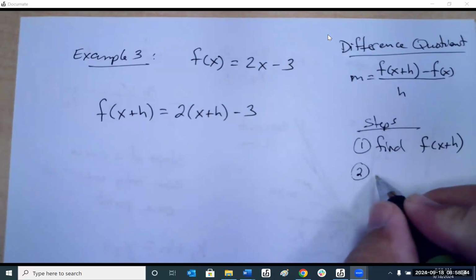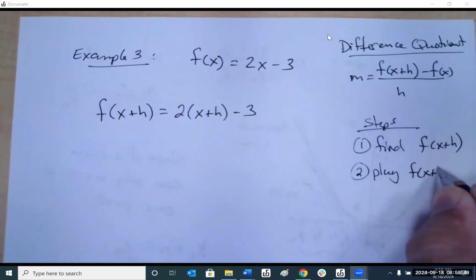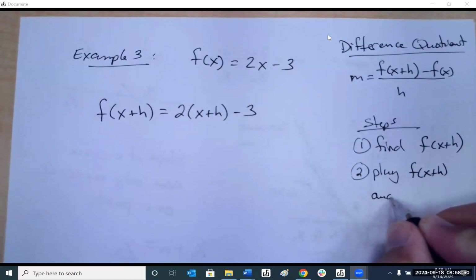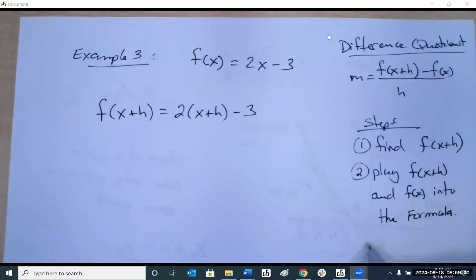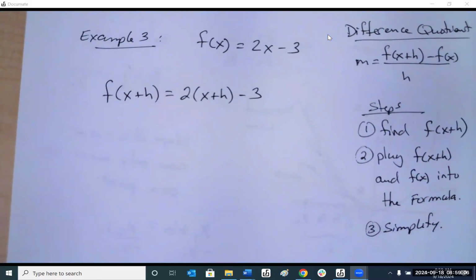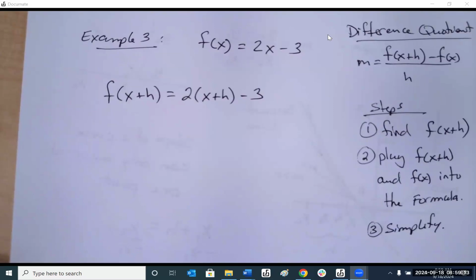Second step, plug f of x plus h and f of x into the formula and simplify. Notice I didn't say solve because we're not solving for anything yet. We're just simplifying the equation.